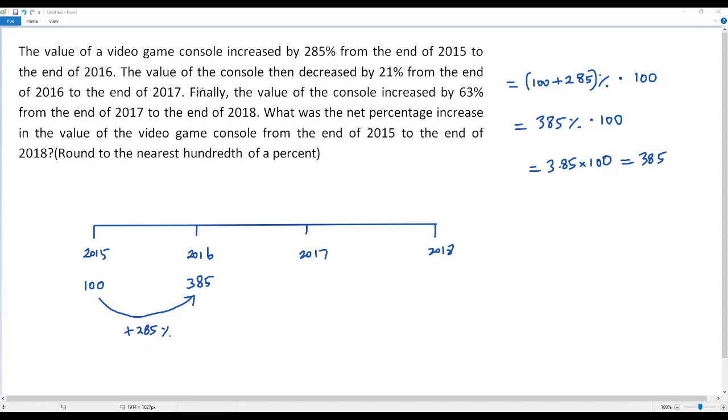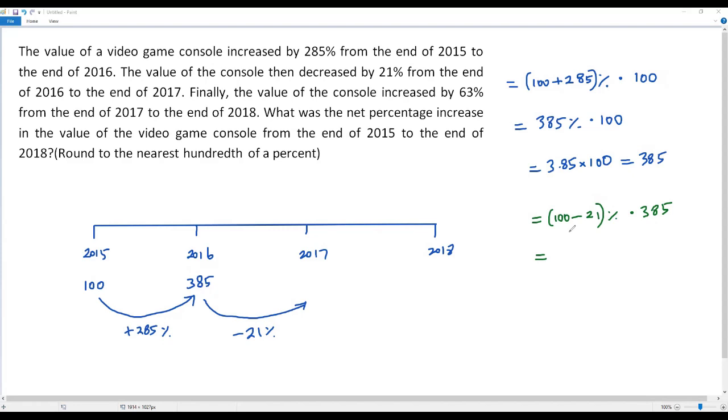Now, let me consider the other part of the information. The value of the console then decreased by 21% from the end of 2016 to 2017. So from the end of 2016 to the end of 2017, the value of the console decreased by 21%. Since we decrease this value 385 by 21%, we have to subtract this 21 from 100, because we take 100 minus 21% times the value we are trying to decrease, that is 385. That we have to write over here.